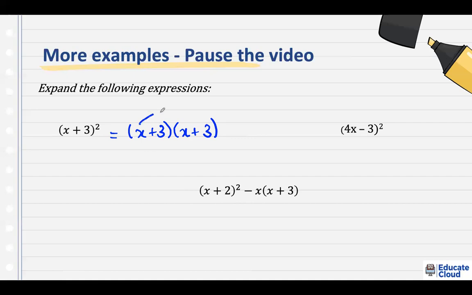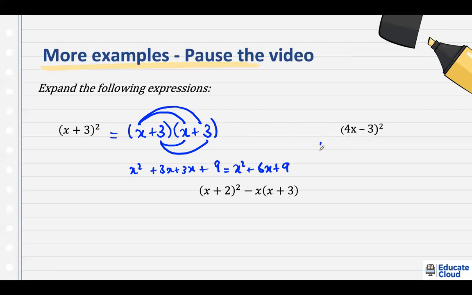So you're doing x times x, which is x squared, x times 3, which is 3x, 3 times x, which is again 3x, 3 times 3, which is 9. So you get x squared plus 3x, add 3x plus 9, which just gives you x squared plus 6x plus 9. That is your final answer.